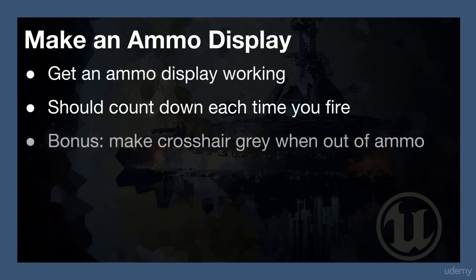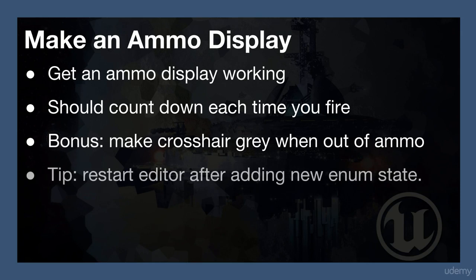We want it counting down. It should count down each time you fire. As a bonus, make the crosshair go grey when you're completely out of ammo. And a tip for you, if you do add a new enum state, for example, out of ammo, you're going to need to restart the editor in the current version of Unreal in order for that enum state to show in your blueprint because of a bug. Okay, pause the video, see if you can get the ammo display working in its entirety now.